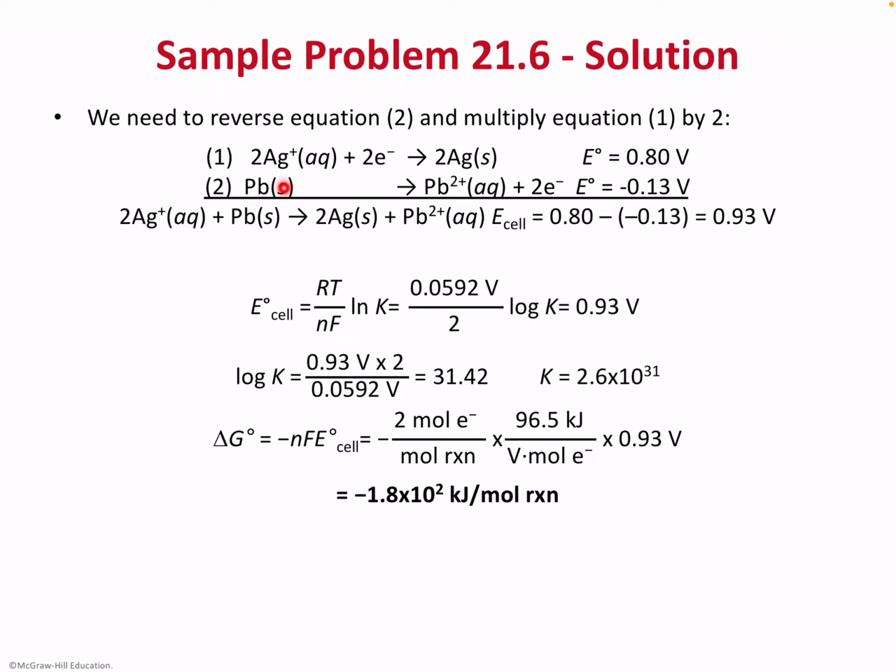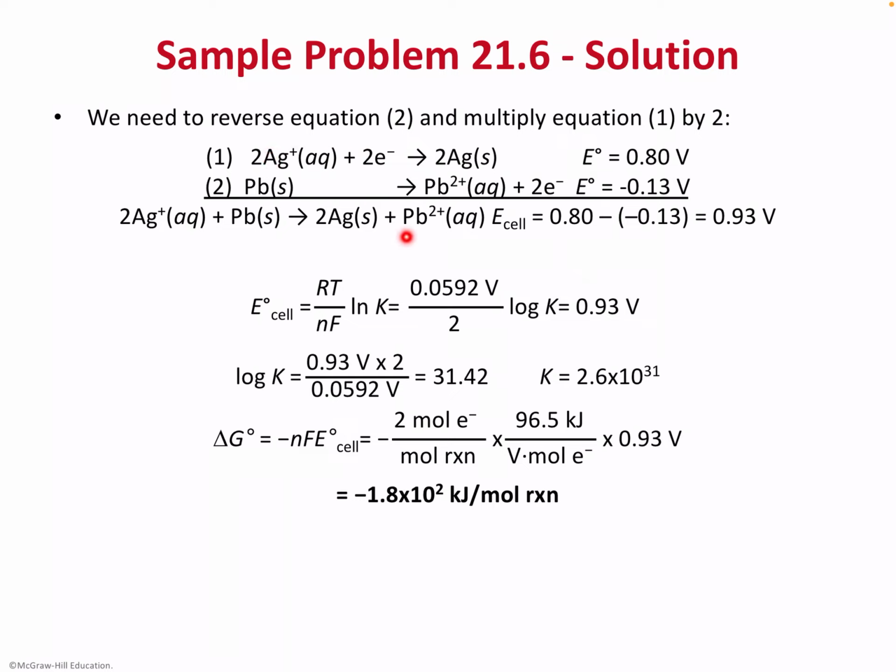So we need to reverse equation 2 and multiply equation 1 by 2. We reverse this one because it's the oxidation: lead becoming lead 2 plus plus 2e. We don't do anything to the electrode potential. Silver is going to remain as it is, as a reduction. This needed to be multiplied by 2 to make these two electrons equal.